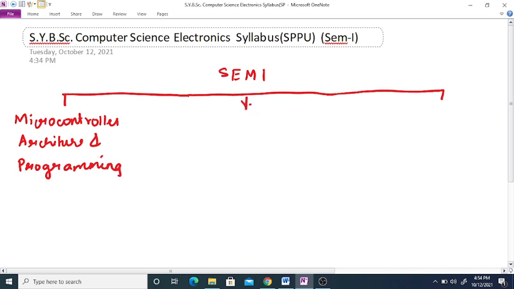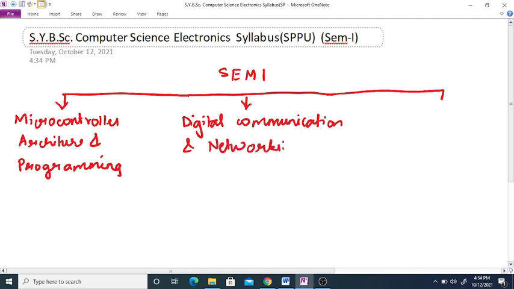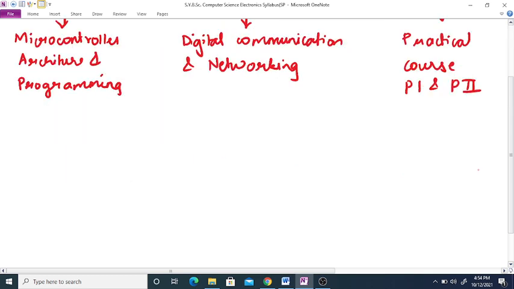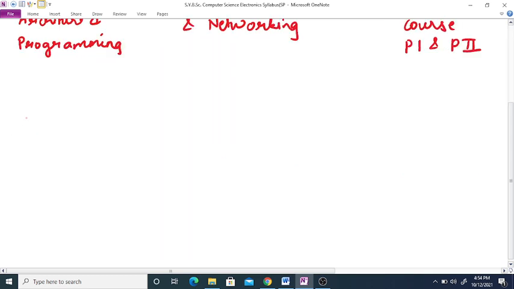Second paper, digital communication and networking. And third paper is practical course based on paper 1 and paper 2. Now we will see microcontroller, architecture and programming paper in detail.